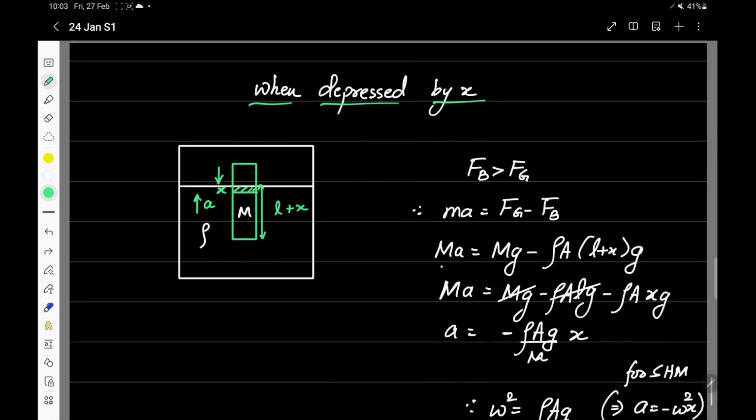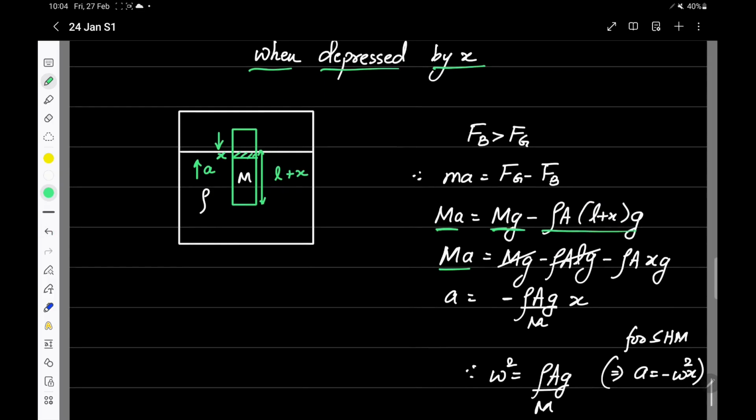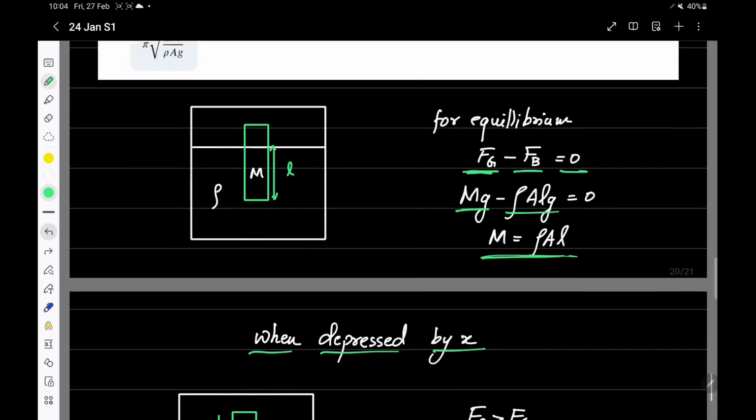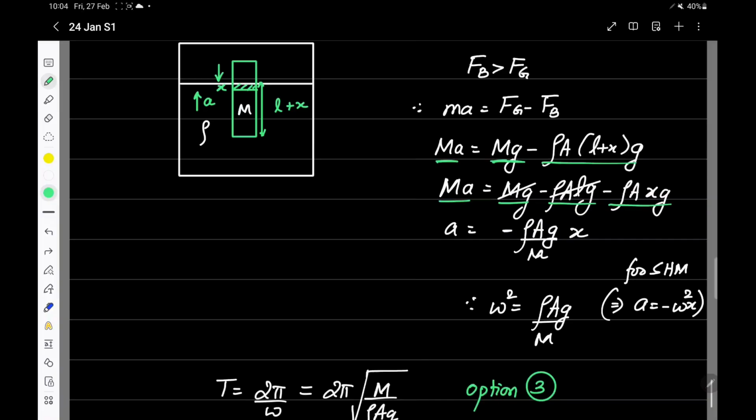So if you calculate this, mass into acceleration is equal to force of gravity, mg, minus force of buoyancy, which is no longer rho A Lg, it is rho A into (L plus x) into g, right? Because now L plus x is submerged. So ma is equal to mg, open the brackets here, minus rho A Lg minus rho A xg. Mg and rho A Lg will cancel out. Why? Because we know they are equal. This we have known from the equilibrium condition, right? Mg and rho A Lg get cancelled out. This gives you a equal to minus rho A g by m into x.